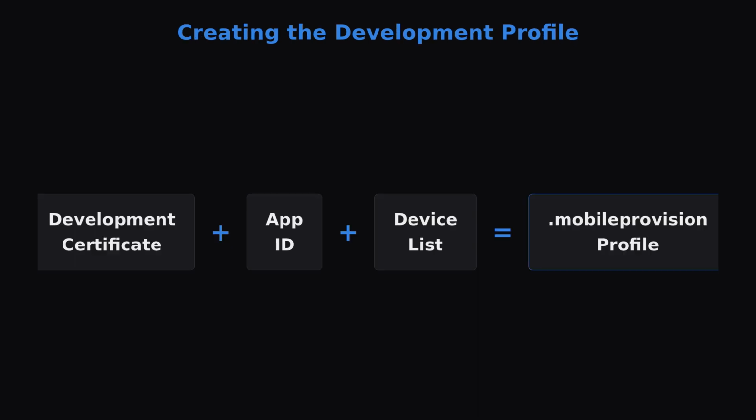To create a development provisioning profile, you must select three components: the appropriate development certificate, the explicit app identifier, and the list of registered testing devices. The profile links these three components, authorizing the specific application defined by the app identifier to run on the listed devices using the developer's identity provided by the certificate. Ensure the profile type is set specifically to iOS App Development.